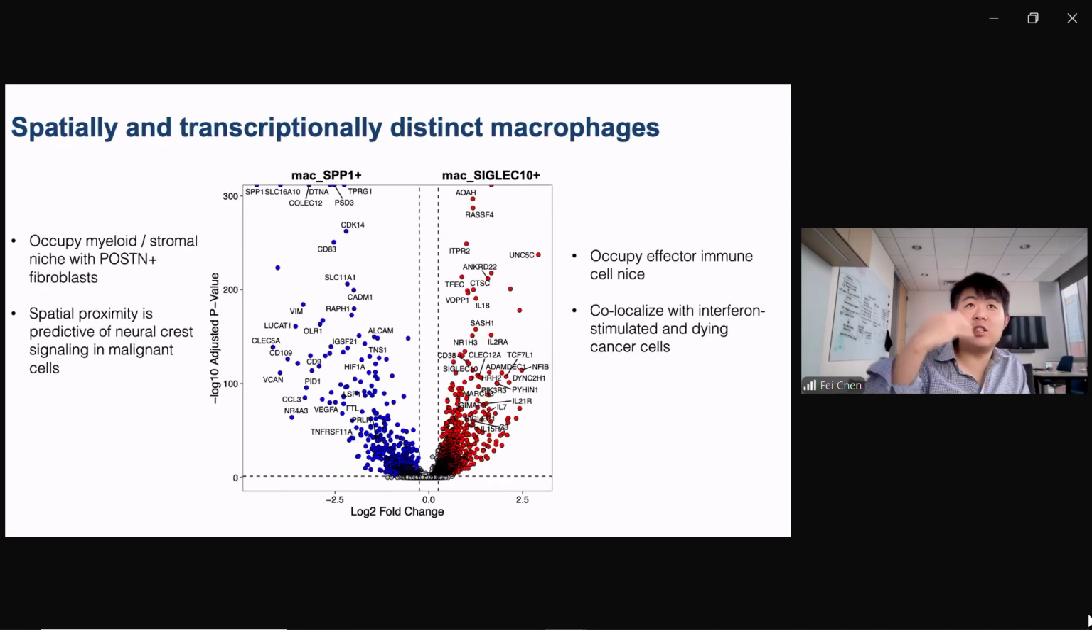Okay, and so what's happening is that there are these two distinct macrophage populations. There's a suppressive macrophage population occupying this myeloid/stromal niche with these post-N fibroblasts, and it's also predictive of a neural crest signaling program in malignant cells, which we know is this dedifferentiated state. And then there's this MAG cyclic 10 plus population, which is occupying these effector immune cell niches. They're co-localized with the interferon-stimulated and dying cancer cells. And so this is what you want to have.